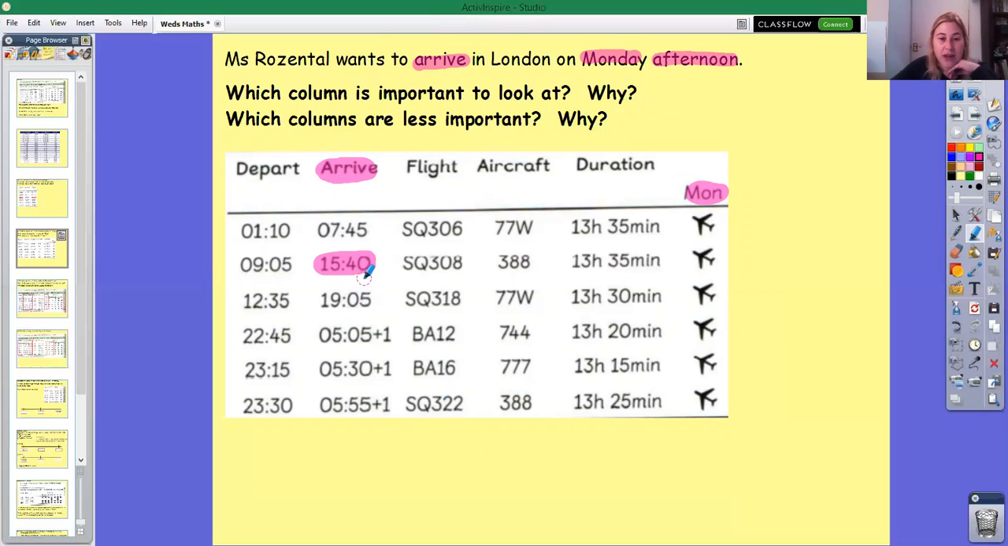This one is past, so the only flight, if I just check the others as well, no, that's in the morning, and that's in the morning, and that's in the morning. So that is the only flight that I can take if I want to arrive in London on Monday afternoon.